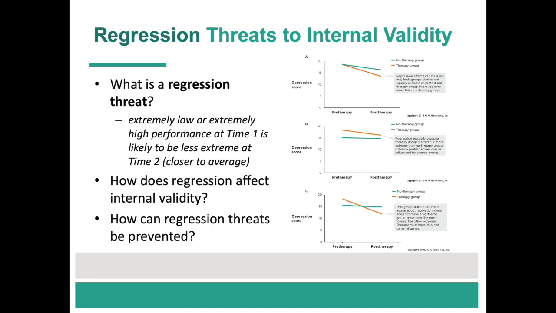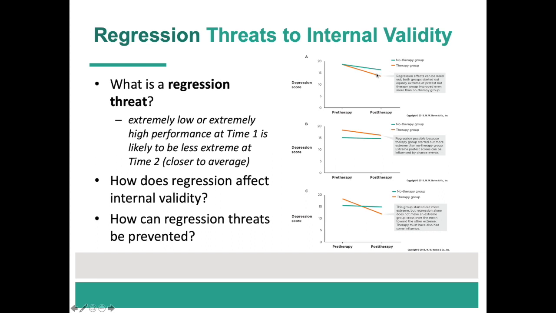So again, to prevent regression threats causing problems to your experiment, you actually can, again, do two groups. You want both groups to start around the same place. You don't want one group to be really high in depression and another group to be really low. You want them to be roughly around the same place, and then you see what happens after therapy for the therapy group and just over time for the no therapy group.